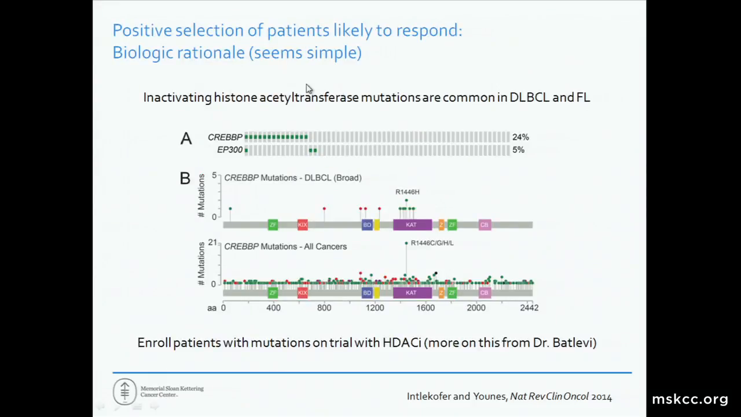One of the obvious approaches is to just say, okay, if the gene's mutated and we have a drug that can target it, let's identify the patients with the mutation and put them on a trial with a drug that targets it. An example of this is the fact that there are these inactivating histone acetyltransferase mutations in DLBCL and follicular lymphoma. Those are those genes I mentioned to you previously, CREB-BP and EP300. The mutations are inactivating, and therefore it would be predicted that using a histone deacetylase inhibitor would help to convert the chromatin back to an open state and be active in this setting.